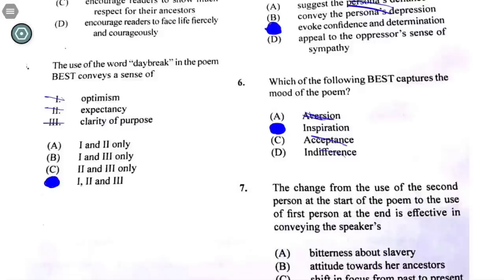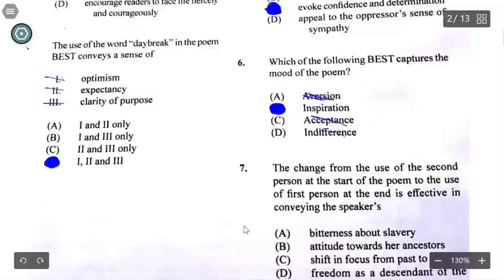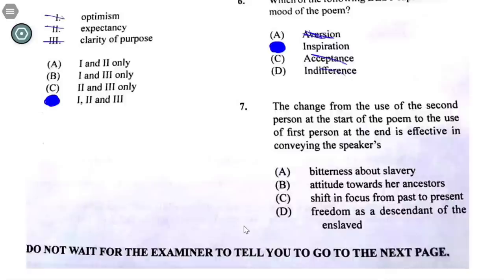Number 7, the change from the use of the second person at the start of the poem to the use of the first person at the end is effective in conveying the speaker's bitterness about slavery, attitude towards her ancestors, shift in focus from past to present, or freedom as a descendant of the enslaved. C, I think it's the shift in focus from past to present and to show progress.